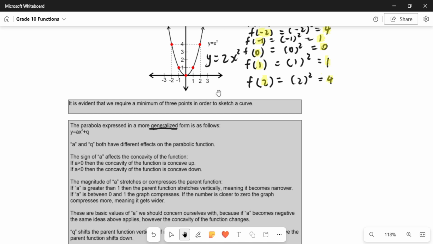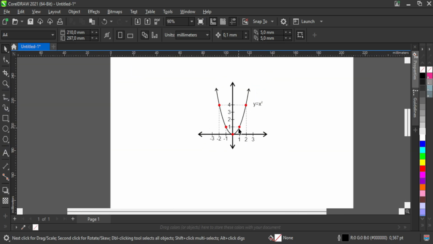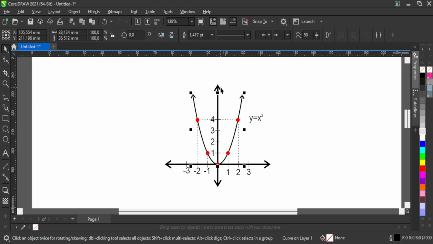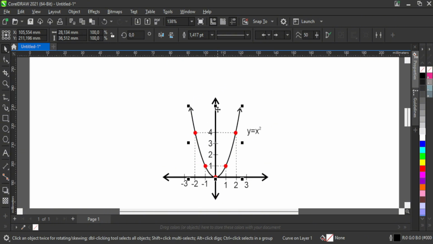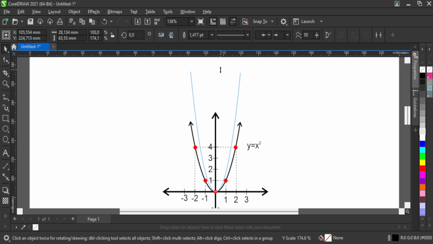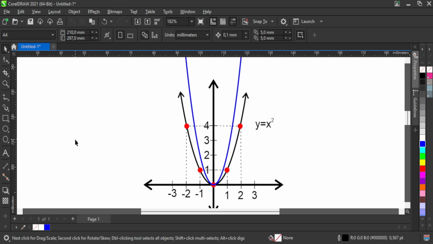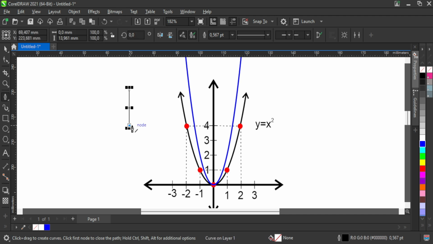And if I have to illustrate this visually, this is how we'll illustrate it. Here's the parent function. Every time we make the a value in front, the value in front of the x squared, bigger than 1, the function stretches. It stretches and stretches. So if I give this a color like blue, this is what's going to happen. Let's take a vertical line and I'll show you exactly what I mean.